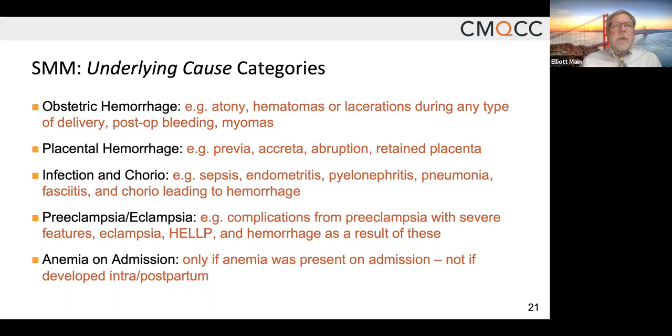Preeclampsia includes your typical features that you'd want to risk adjust for: preeclampsia with severe features, eclampsia, HELLP syndrome. And we also looked at where hemorrhage was a result of these. Just like women with chorio have a very high rate of hemorrhage, women with preeclampsia have a very high rate of hemorrhage as well. Anemia on admission we were able to identify from ICD-10 codes. These are all driven by ICD-10 codes, by the way. What we did was look at the SMM and then all the additional ICD-10 codes the patient had to be able to identify what was underlying. Next slide.